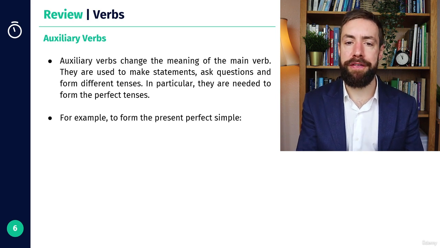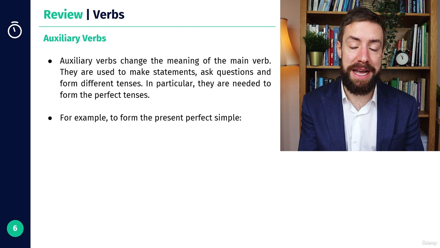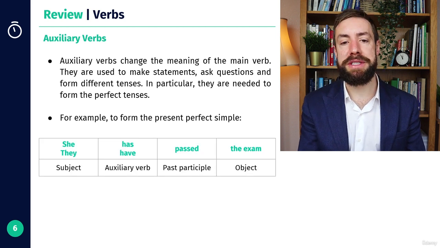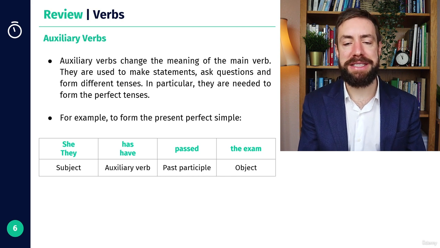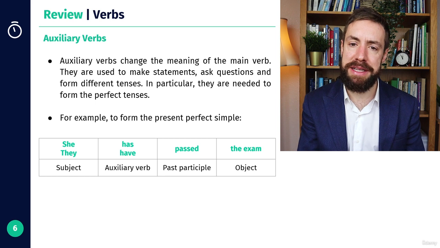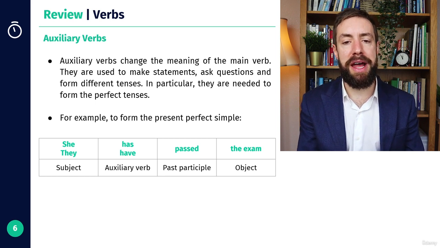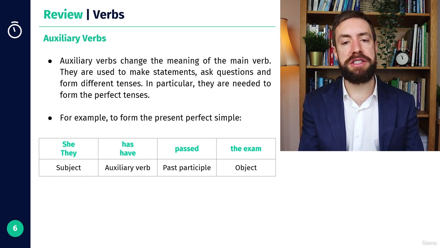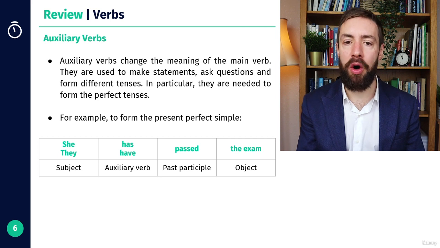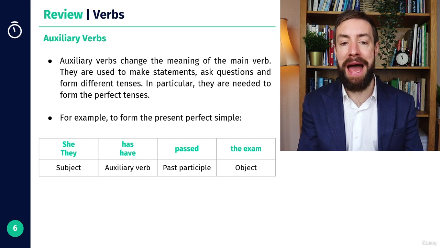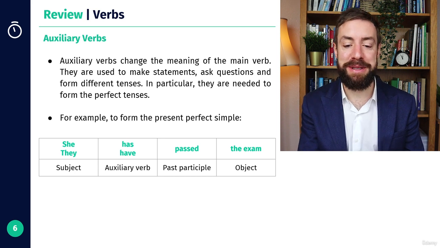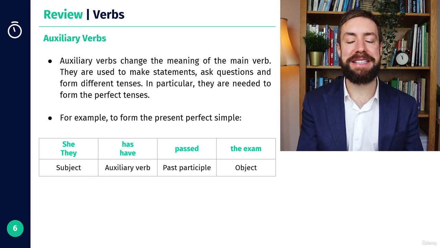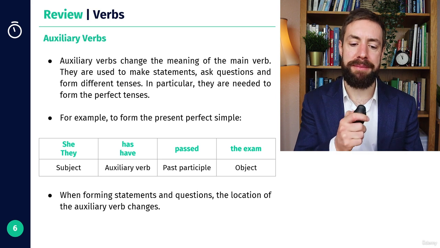So, for example, if we're forming the present perfect simple tense, we would say something like, she or they has or have passed the exam. She has passed the exam. They have passed the exam. So the she and the they is the subject. The auxiliary verb is has or have. The past participle, remember that word, past participle, is passed, and the object is the exam, okay?